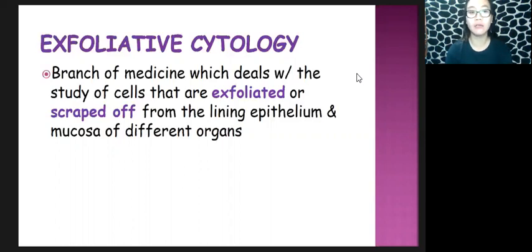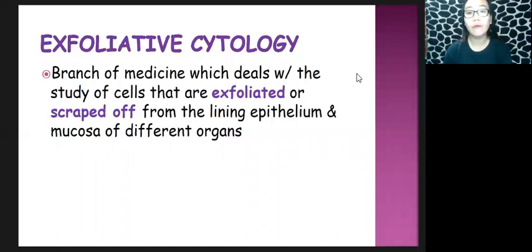So what is exfoliative cytology? This is the branch of medicine that deals with the study of cells that are exfoliated or scraped off from the lining epithelium and the mucosa of different organs.